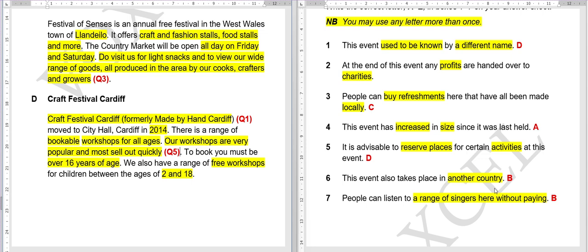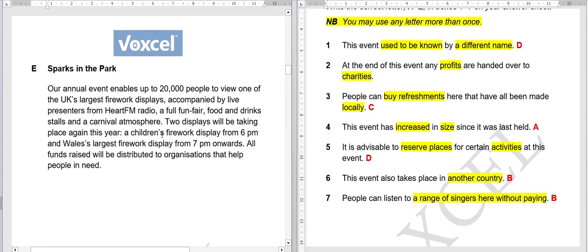So sixth and seventh, we have already done that. Another country and range without paying. So this is our last paragraph, E. And how many questions are left? Only one. So obviously the answer should be E, but we will read and make sure.